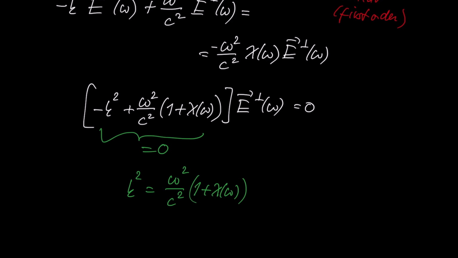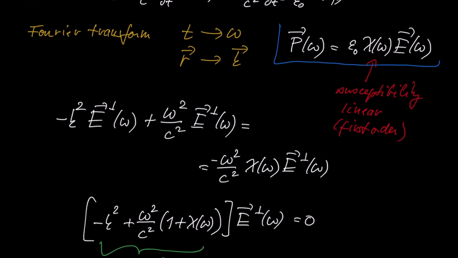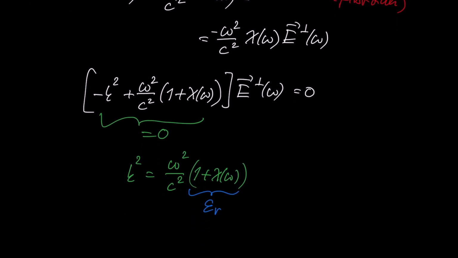So this 1 plus chi omega is a quantity, or we usually call this quantity relative permittivity, epsilon r, and as we can see, it depends on omega, and it is related to the linear response, this type of linear dependence of the polarization on the electric field. It's an induced polarization to the first order.